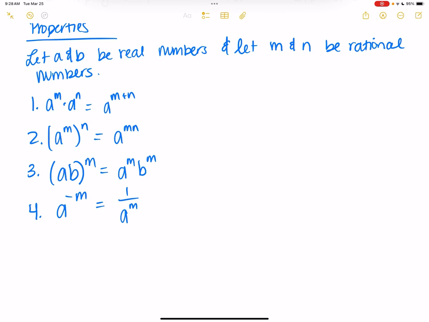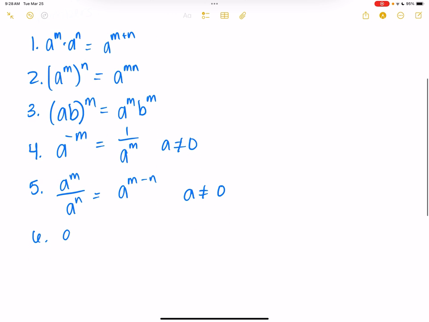Assuming A is not equal to 0. That's not keep, change, flip. A to the M over A to the N equals A to the M minus N, again assuming A is not equal to 0. And A over B to the M equals A to the M over B to the M, for B not equal to 0.